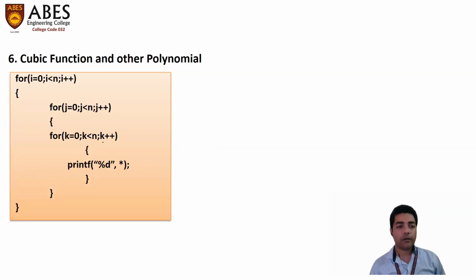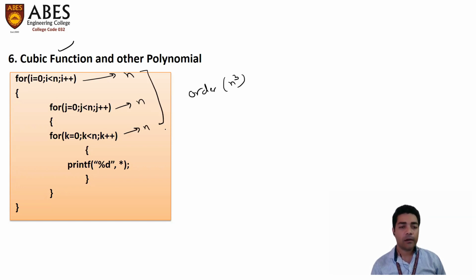And in the sixth part, we have a cubic function. Cubic function means the order is going to be n cube. Why? Because this is running n times, this is running n times, and this is running n times. So combined, they are running like this. We can calculate the running time of our program.